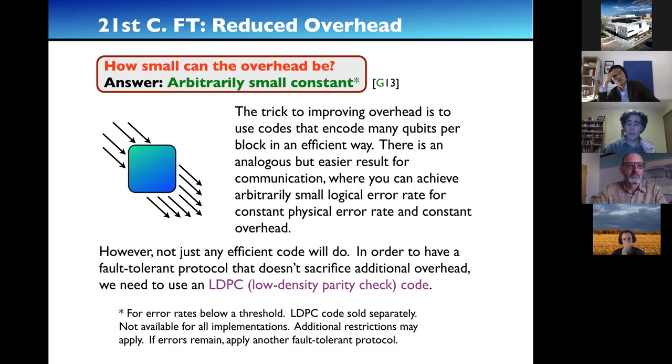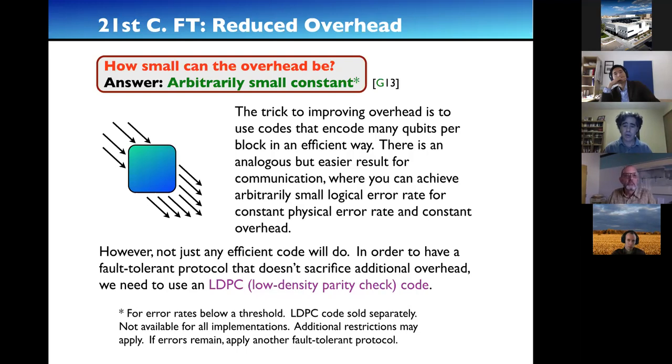Now, in order for that to be true, if you really want that constant to be very small, by small I mean close to 1. Obviously, it can't be less than 1. But if you really want to be very close to 1, then the threshold is going to have to go down, of course. So there's a trade-off between the threshold error rate and the rate you can achieve. But even for relatively large error rates, in principle, it can be quite small, much smaller than the overheads that we have in the favored protocols today.